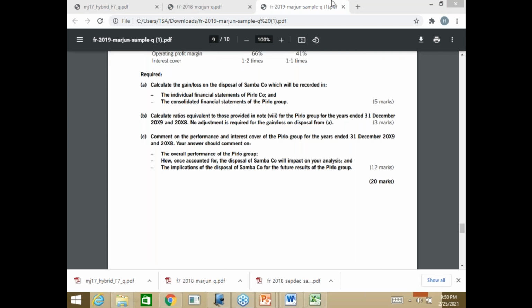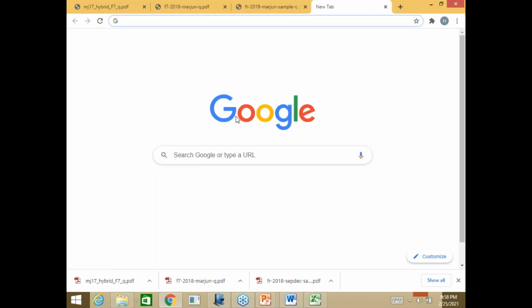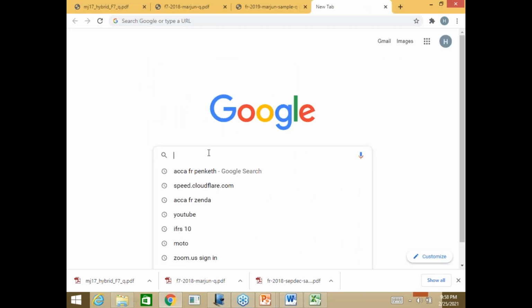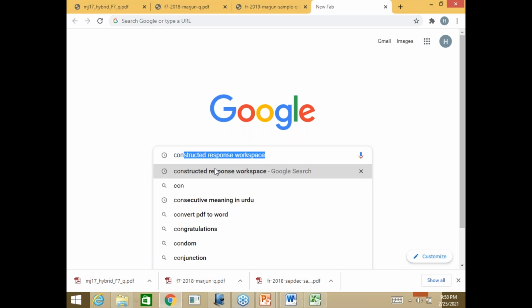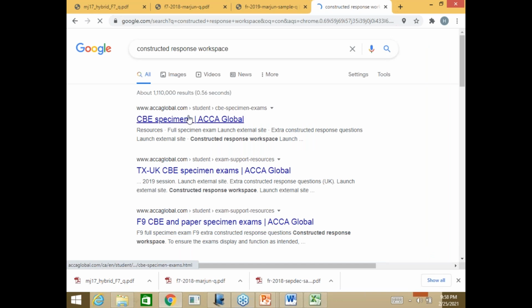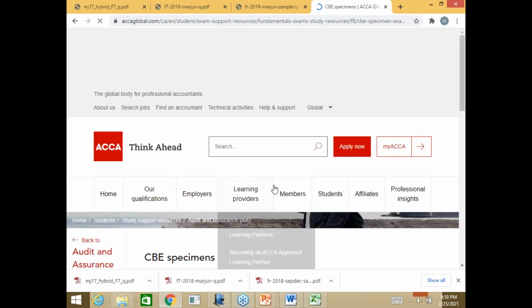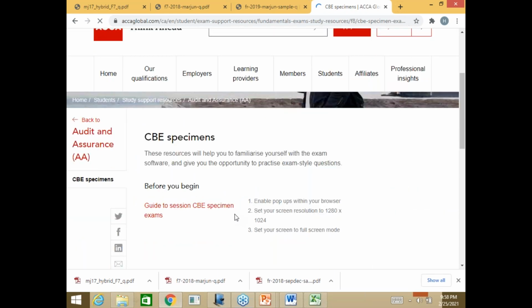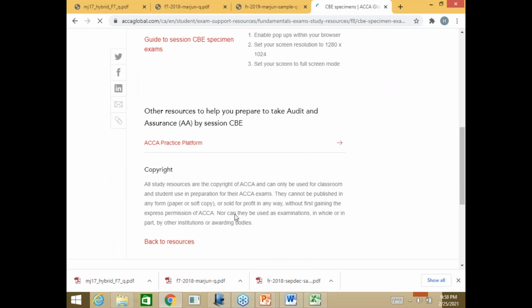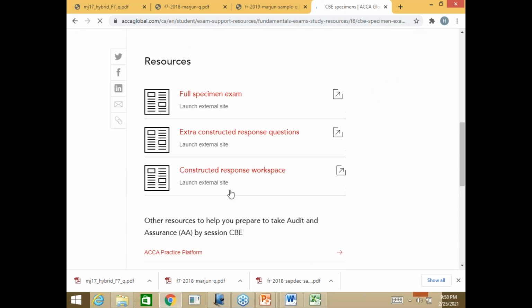Now let me show you some more tips about the constructive response workspace, the CV specimen. And I'm telling you how to solve this. For the constructive response workspace, click on the link.